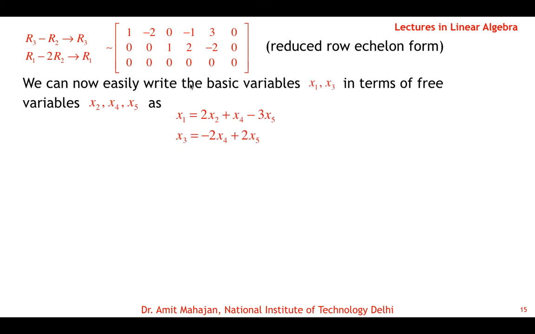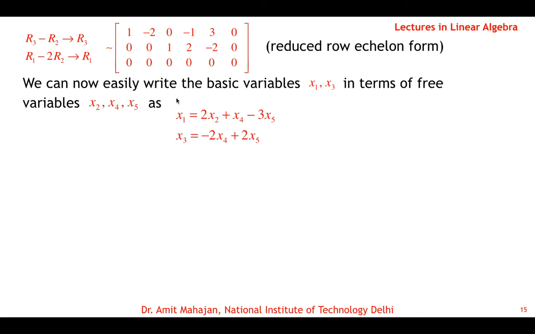Now we can easily write the basic variables x1, x3, the variables linked to pivot columns, in terms of the free variables x2, x4, x5, which are linked to non-pivot columns. So from the first equation, we can calculate x1, the basic variable, in terms of x2, x4, x5: 2x2 plus x4 minus 3x5. Similarly, from the second row we can calculate x3 in terms of x4, x5. So x3 is minus 2x4 plus 2x5. These two must go to the other side, so the sign will change.